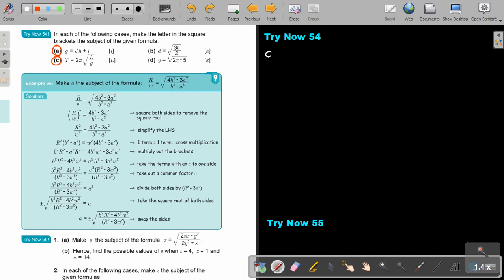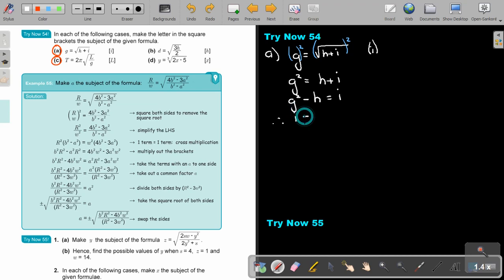Okay, so let's start with number A. G is equal to the square root of h plus I. Who must become the subject? I. Now again, this is easy. To get rid of that square root, I square both sides. So it's going to be g squared equals h plus I. I must become the subject, so it's g squared minus h is equal to I. So therefore, I is equal to, I'm just swapping sides, g squared minus h. As easy as that.